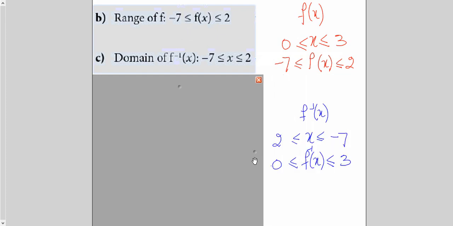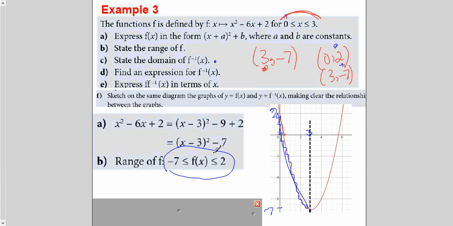So we have seen here that for the function, this is domain and range, and for the inverse function, it is exactly the reverse of it, interchanged, right? So part B, find an expression for f inverse x.